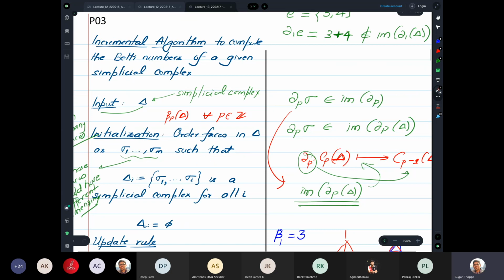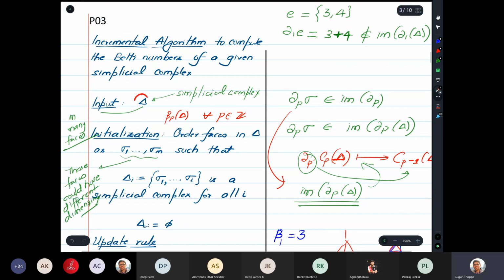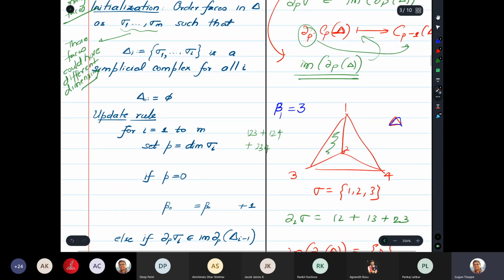What does incremental mean? One way is you could have taken this simplicial complex and sat down trying to compute all Betti numbers in one go. On the other hand, incremental means that you start off with the empty simplicial complex. I hope you agree that for the empty simplicial complex, beta j will be 0 for all j in the set of integers, because this simplicial complex has nothing. So one would expect that all the Betti numbers are 0.